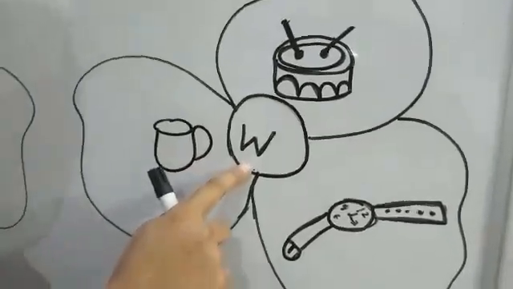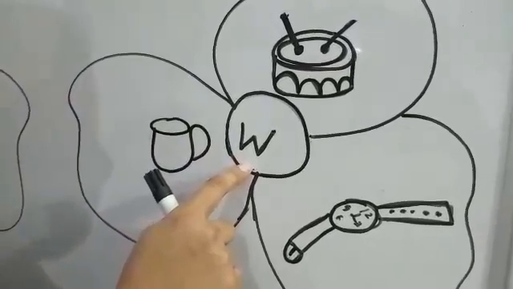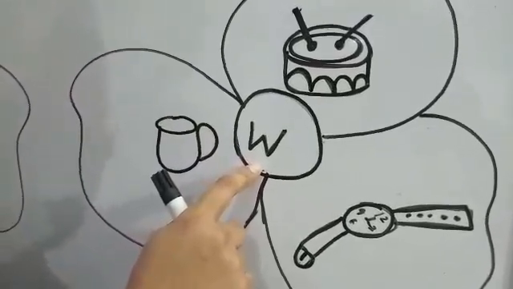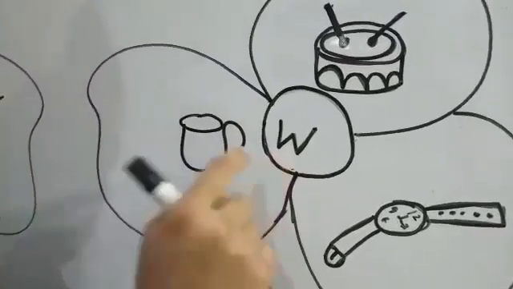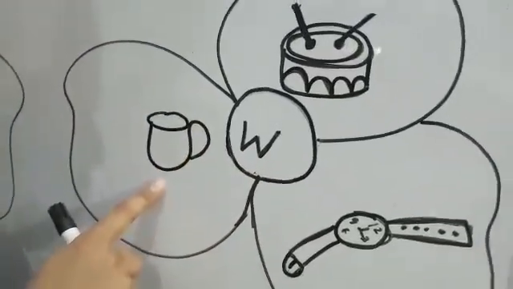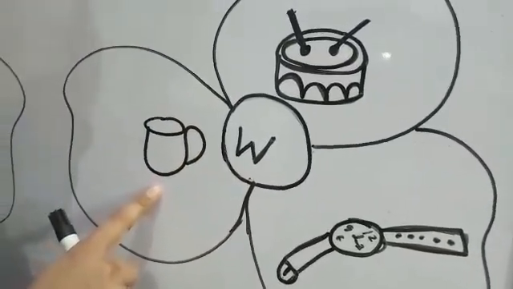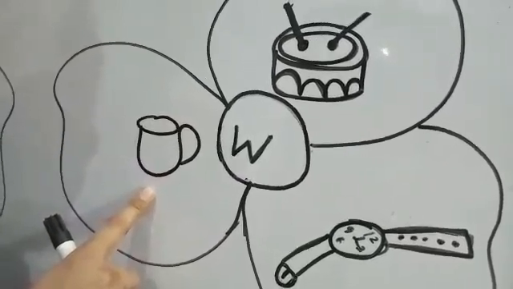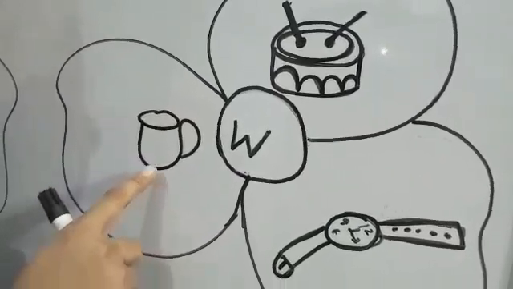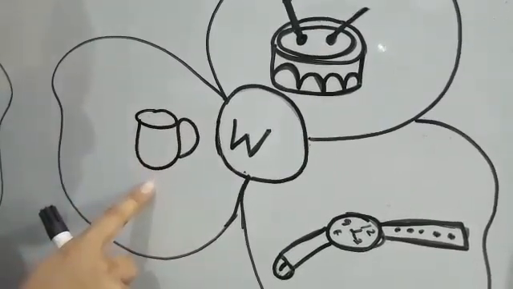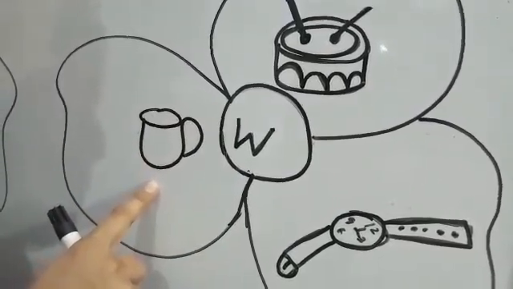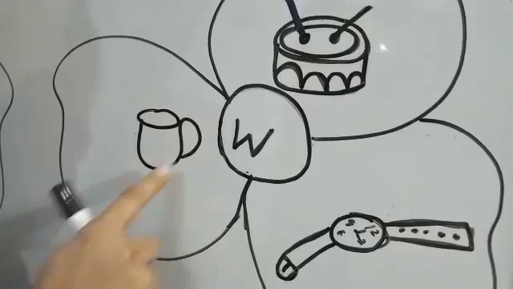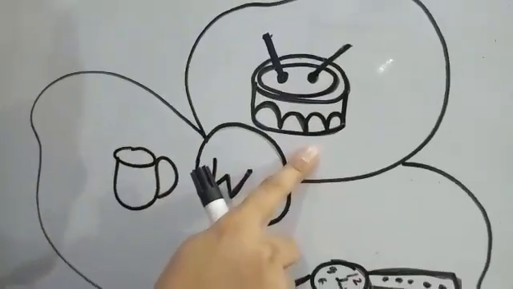What is the phonic sound of this letter? Yes, V. Now tell me, what is the name of this picture? Cup. We take coffee, tea, milk in the cup, right? What is the phonic sound of cup? K, right? Drum, D.